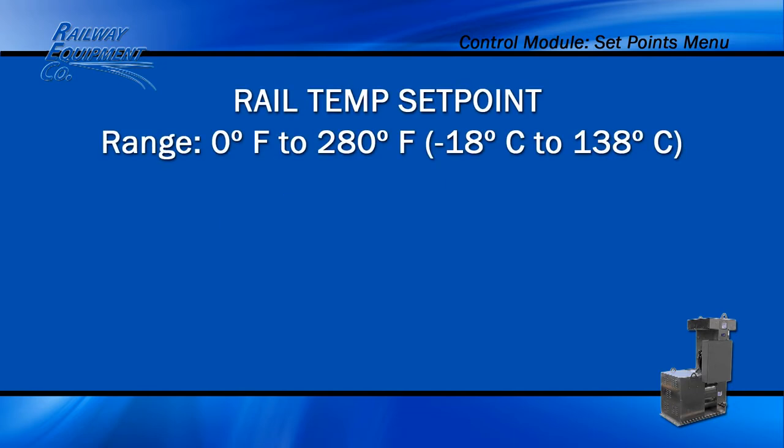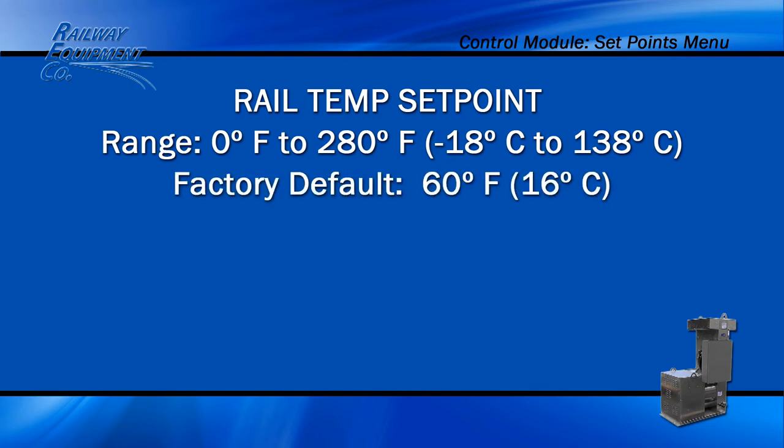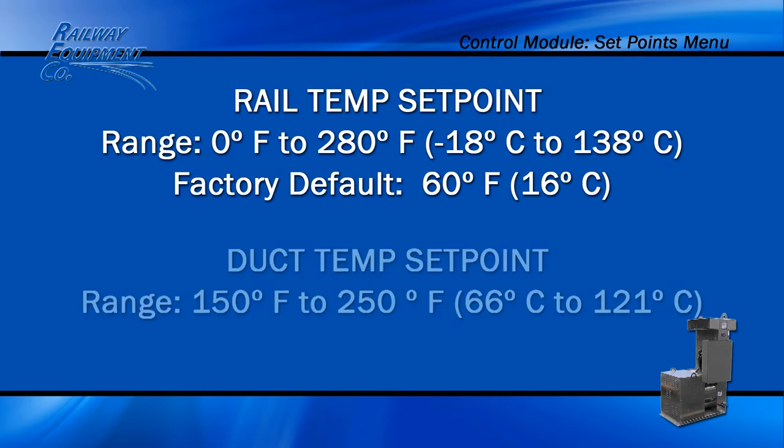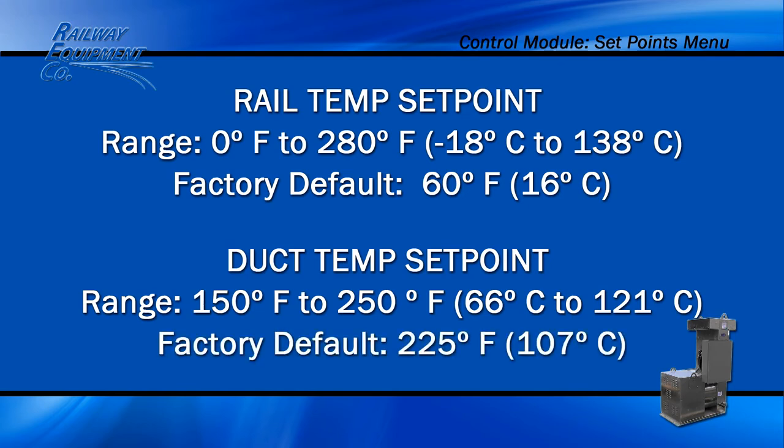The rail temperature set point can be set from 0 to 280 degrees Fahrenheit. Factory default is 60 degrees Fahrenheit. Duct temperature set points range from 150 to 250 degrees Fahrenheit. Factory default is 225 degrees Fahrenheit.